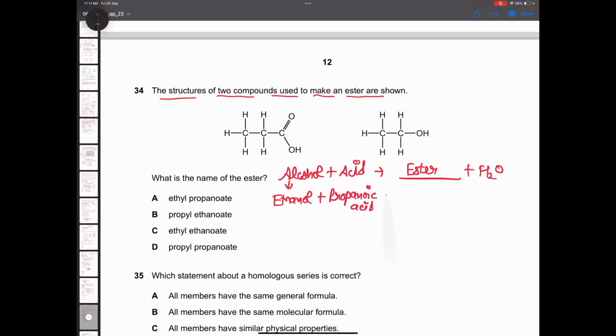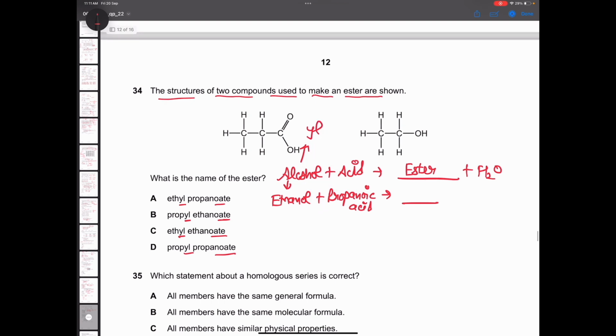acid. And for esters, you notice this, that there is always one "yl" and then "oate." "Yl", "oate", "yl", "oate". So just remember one thing: "yl" goes with alcohol and "oate" goes with acid. What do I mean by this? If this is ethanol, you can write this as ethyl, and if this is propanoic acid, you write it as propanoate. Remember, with alcohol, you put up the "yl" part, and with propanoic acid, you will call it propanoate.